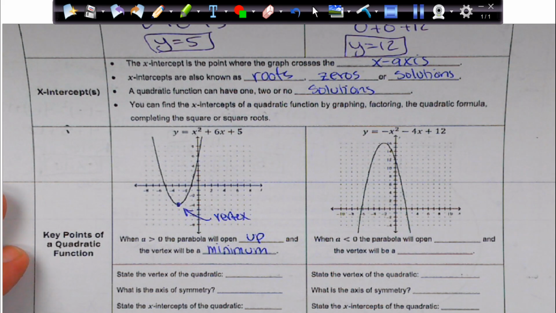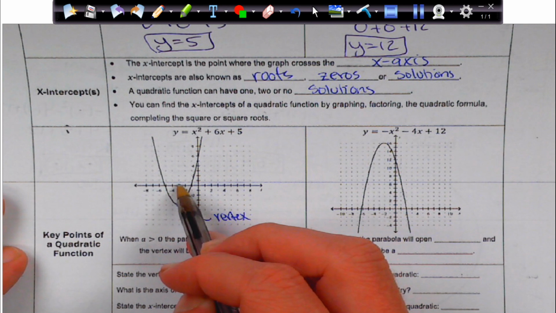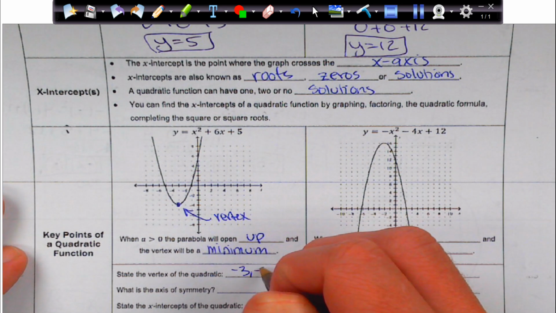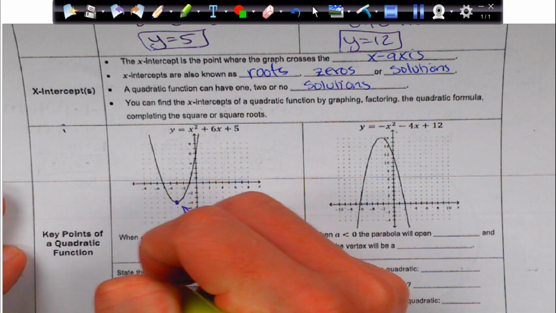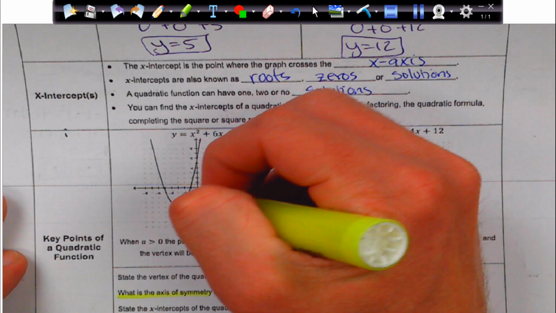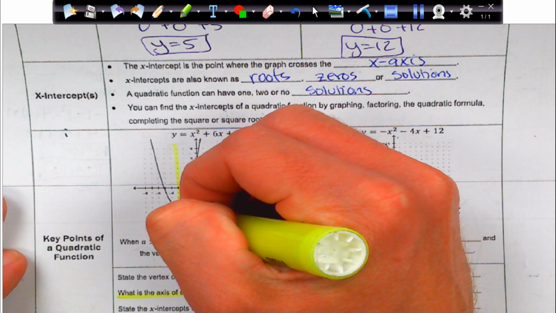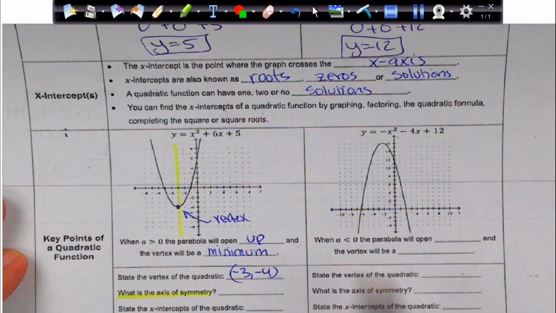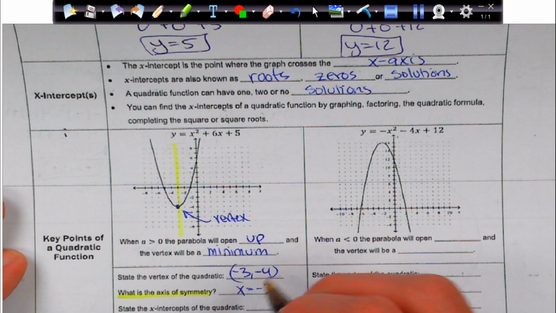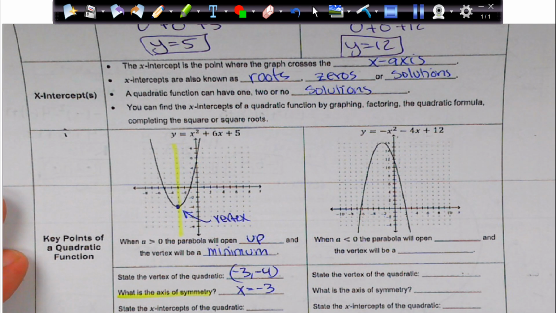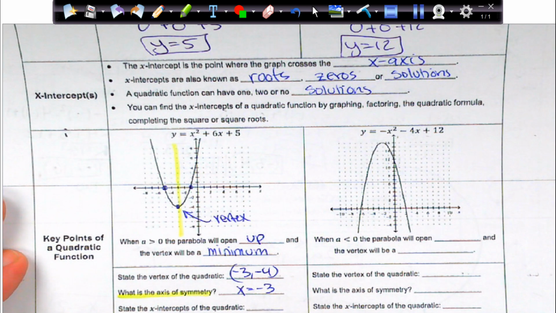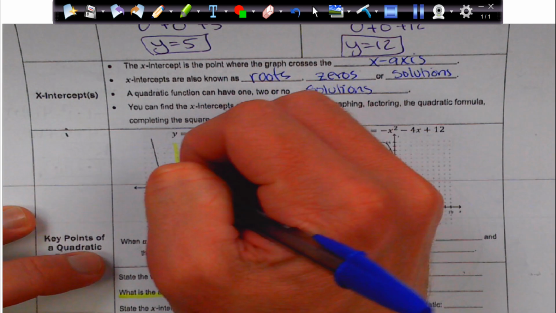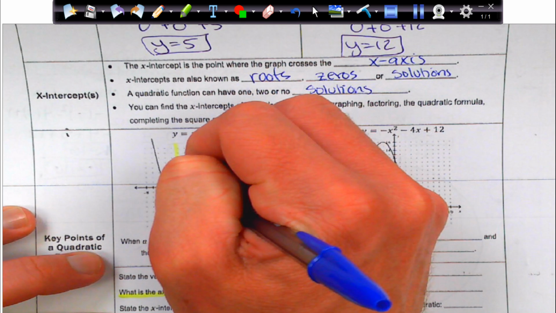And what is the vertex of this graph? So the vertex here is at, it looks like, -3, -4. Okay. What's the axis of symmetry? Well, we know the axis of symmetry goes right through the middle of this, so it's going to go right through here. And it's the same as the h value. And the h value is that first one, so it's just x equals -3. The x-intercepts, I can see where it hits the x-axis right there, at -1 and -5. Those are my x-intercepts.